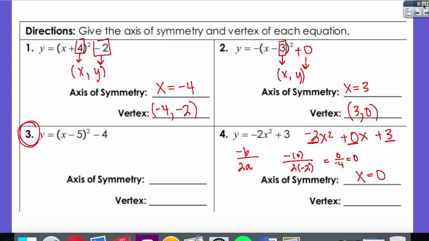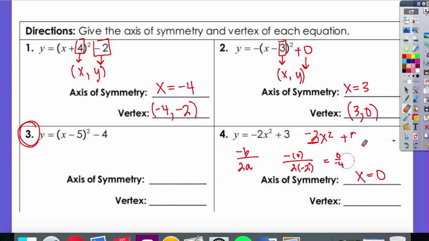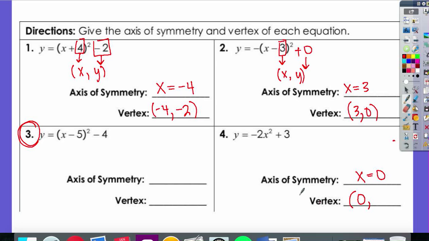The vertex, when we didn't have it in vertex form, we found the vertex by using the x-coordinate from the axis of symmetry and plugging it into the original equation, inputting the x to get a y value so we can find our ordered pair. So we already know that 0 is the x-coordinate of the vertex. When we plug it in, y is equal to -2 times 0 squared plus 3. 0 squared is 0. 0 times -2 is 0. And then 0 plus 3 is 3. So our y-coordinate of the vertex is +3.